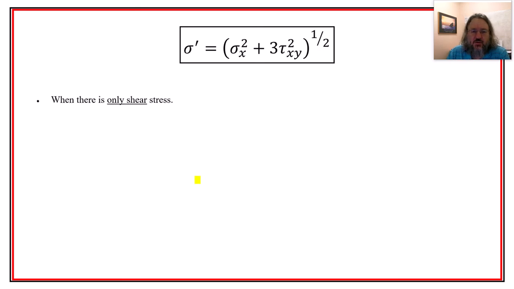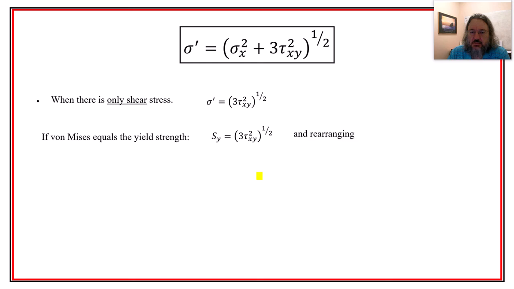But let's ask, what if there's only shear stress in this scenario right here? So we just have something that's in pure shear and nothing else. Then sigma x goes away. So what if we want to say, let's have a pure shear condition and find out what the strength is going to be? We would set it to this.